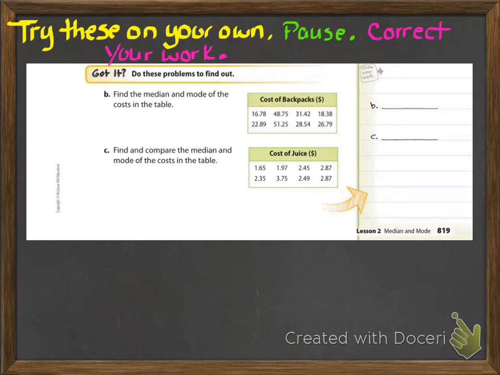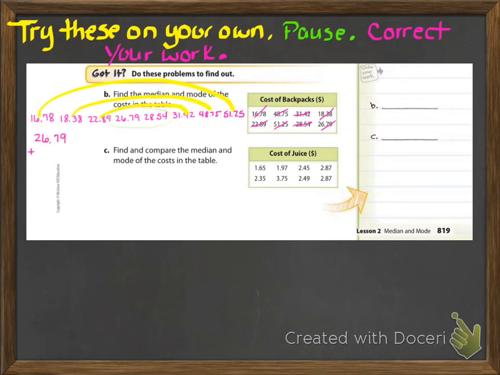Okay, so for example B, I went ahead and put my numbers in order from least to greatest. And then on this one I did my rainbow, and I found my center numbers. Now I found that 26.79 and 58.54 were my 2 center numbers, so I added them together, and then I divided by 2. Now, I want you to pay attention to what I got here, though.